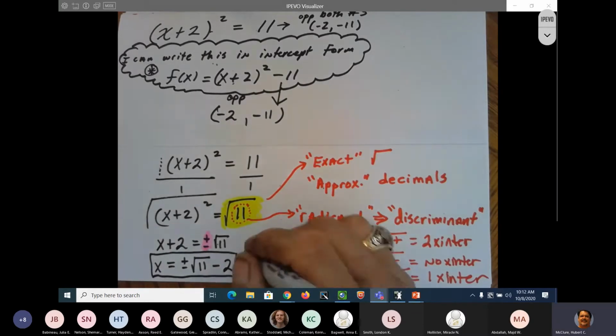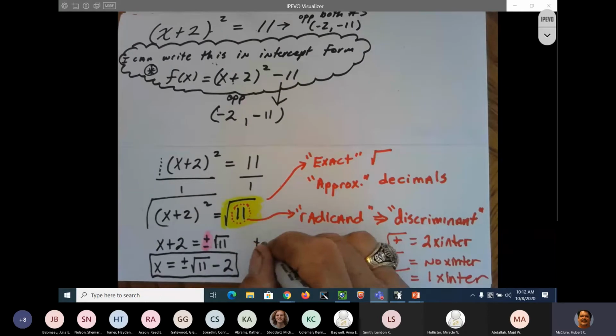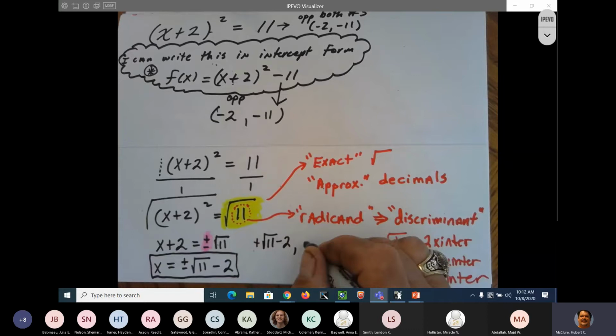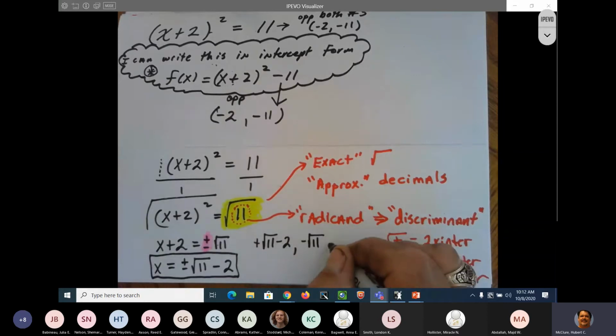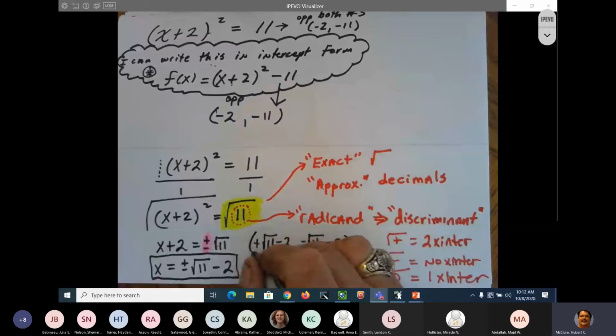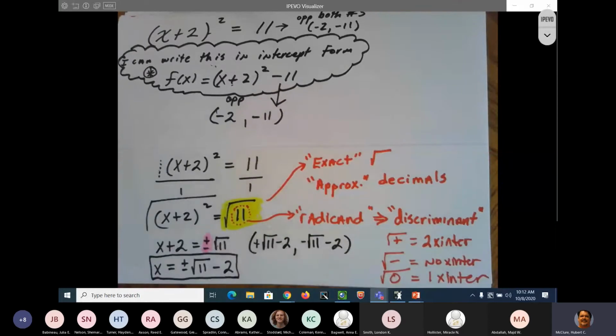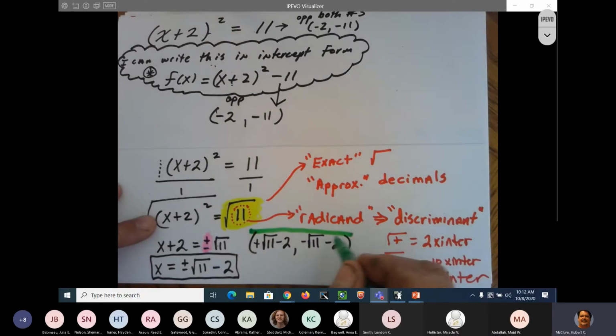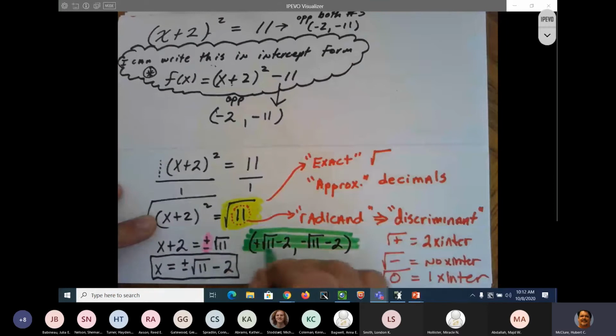Now, they may want it like this. Positive square root of 11 minus 2, comma, negative square root of 11 minus 2. That right there is the way they want it in the homework and the test. So if I were you, I would take my green highlighter and I would highlight this right here because that's the way you're going to have to type it in with your answers.